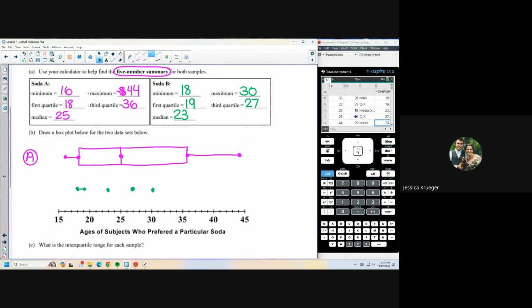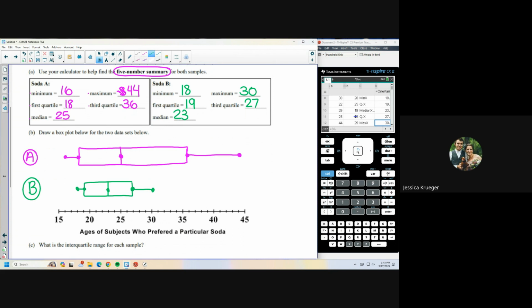So we'll go ahead and connect the outside two dots with whiskers. Draw a box around the quartiles and a line to represent the median. So there's soda B. So we can see from this box and whisker plot that the data is very different for these two sodas, okay?